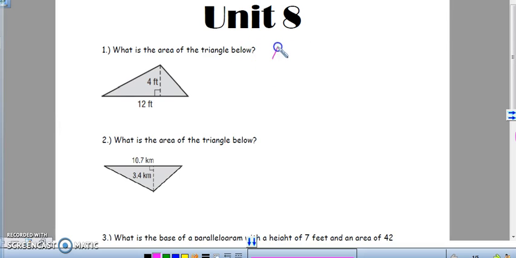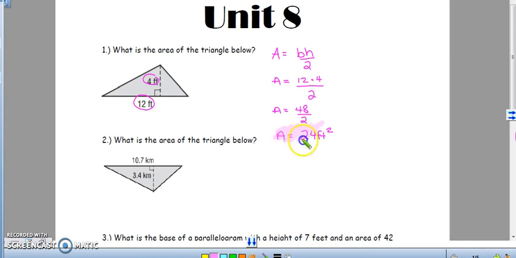Well, if we remember our formula, area equals base times height, and I have to divide it by 2. So area equals, my base is 12, my height is 4. Remember, your height always goes with the dotted line. So 12 times 4 divided by 2. Well, what's 12 times 4? 48 divided by 2. And 48 divided by 2 is 24. And it's going to be feet, and since it's area, squared.